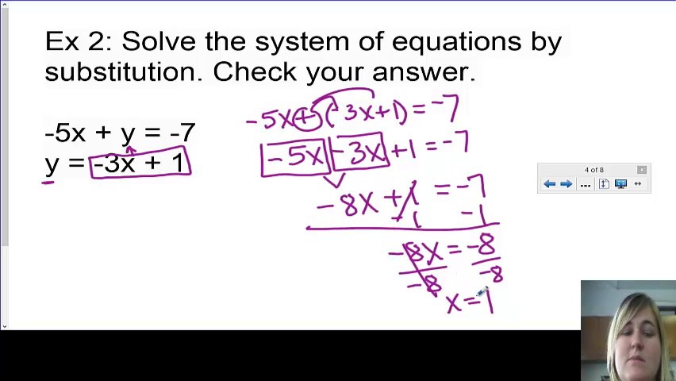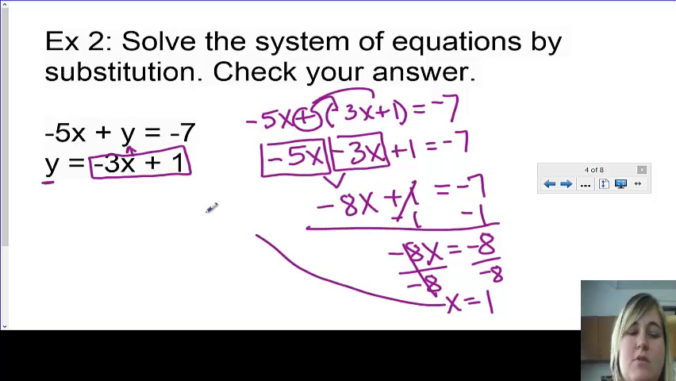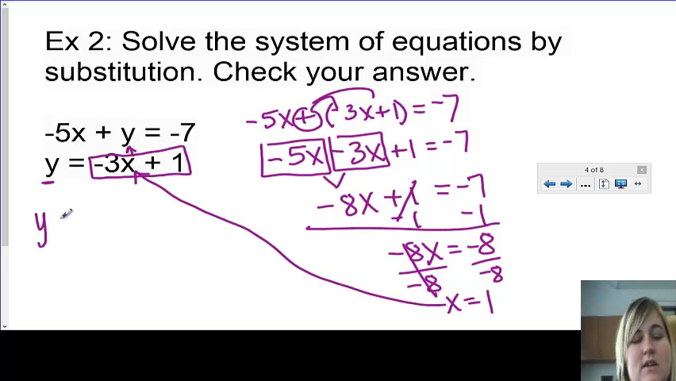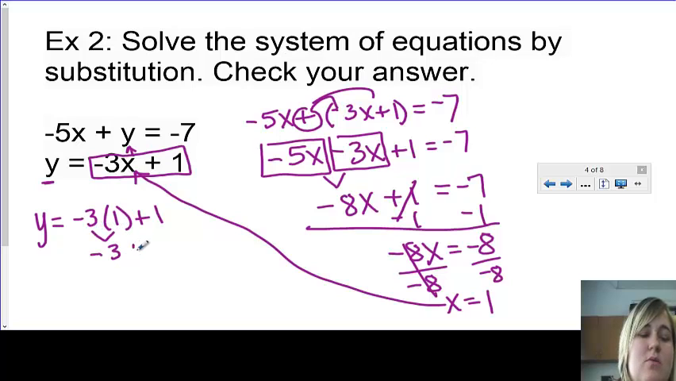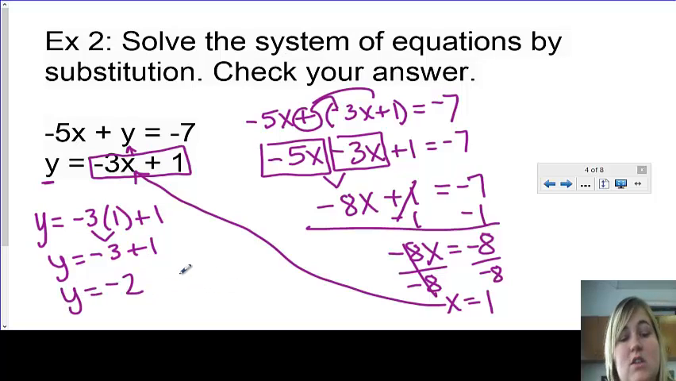So now that I have this, I'm going to plug it into an original equation. I'm going to plug it in here. So I have y is equal to negative 3, instead of x, I'm going to put 1, plus 1. So negative 3 times 1 is negative 3 plus 1, and that has to be equal to y. So y is equal to negative 2. So my solution to the system is going to be (1, negative 2).